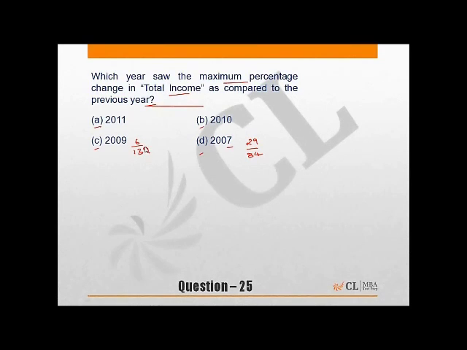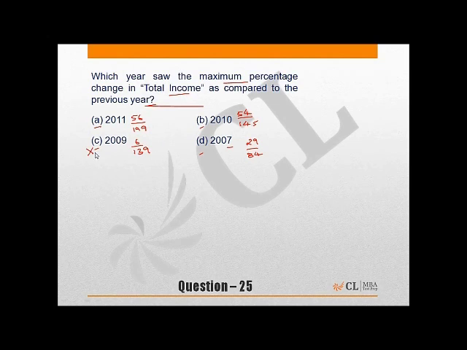139. 2010 was 54 upon 145. And 2011 is 56 upon 199. And we are looking for the maximum percentage change.